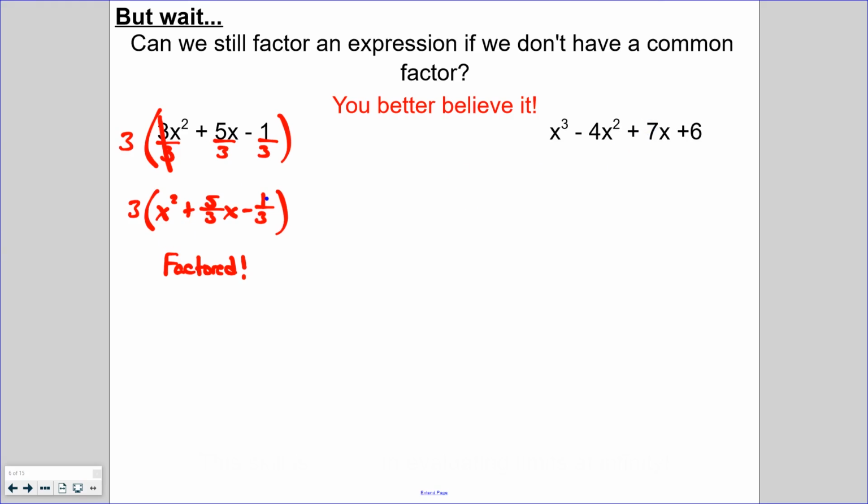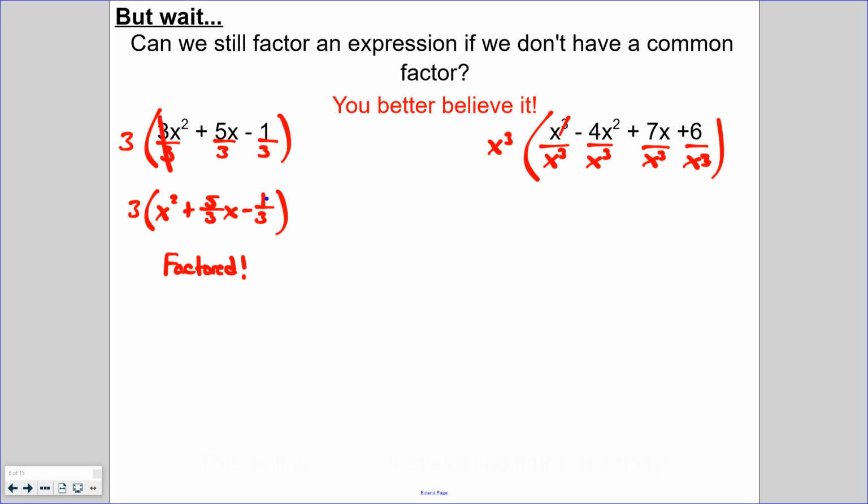Let's take a look at x cubed minus 4x squared plus 7x plus 6. And this time, just for fun, why don't we factor out an x cubed from every expression? So that means we're just going to divide every expression by x cubed. And that means we can put the x cubed in the front. And then we can simplify.